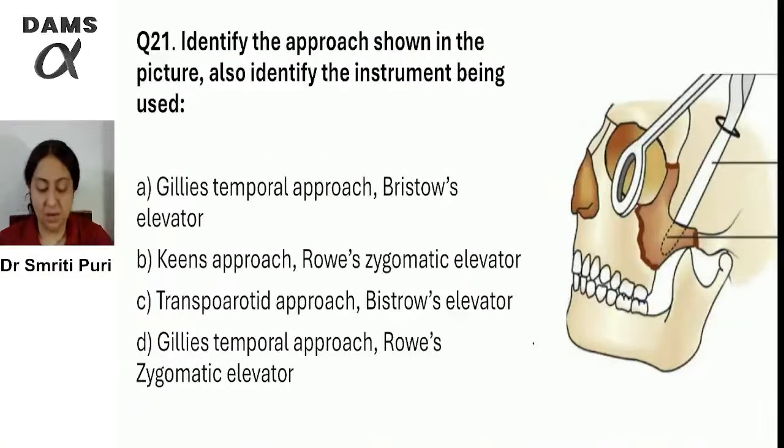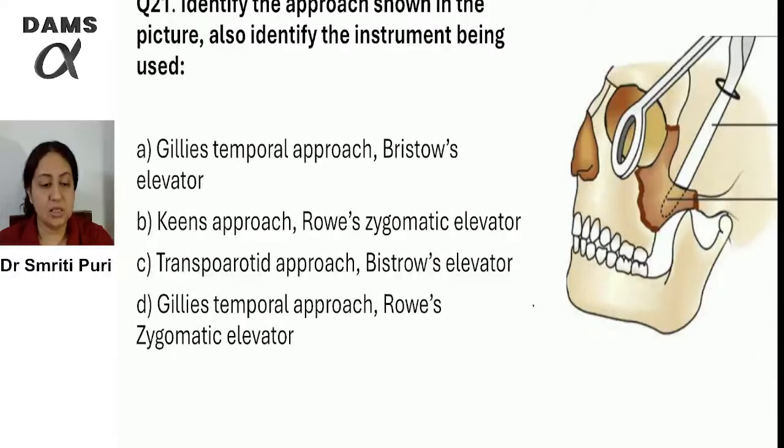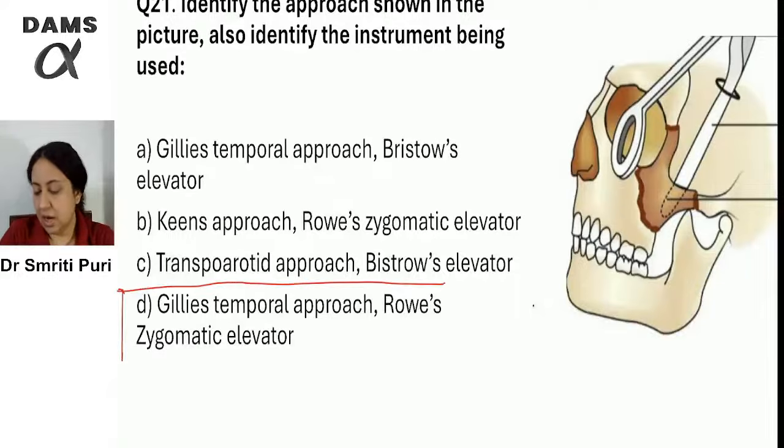Coming to question number 21, it says, identify the approach shown in the picture and also identify the instrument being used. A. Gillies temporal approach, Bristow's elevator. B. Keen's approach, Rose zygomatic elevator. C. Transparotid approach, Bristow's elevator. And D. Gillies temporal approach and Rose zygomatic elevator. So we all can see that here it is Gillies temporal approach, right? And this instrument that is being used here is Rose zygomatic elevator. So option D is the correct answer.